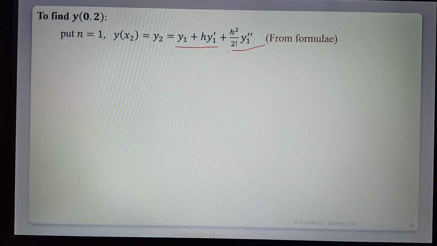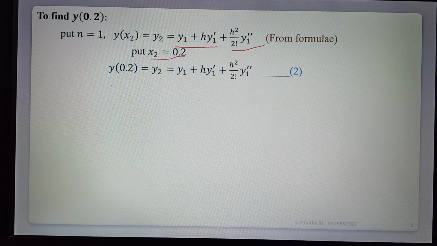Okay? And we have to find y2, right? And using the previous value y1. For finding y1 we used y0, x0. For finding y2 means using x1, y1. Okay? So here put x2 is equal to 0.2. So y of 0.2 is equal to y2 is equal to y1 plus h into y1 dash plus h square by 2 factorial y1 double dash.